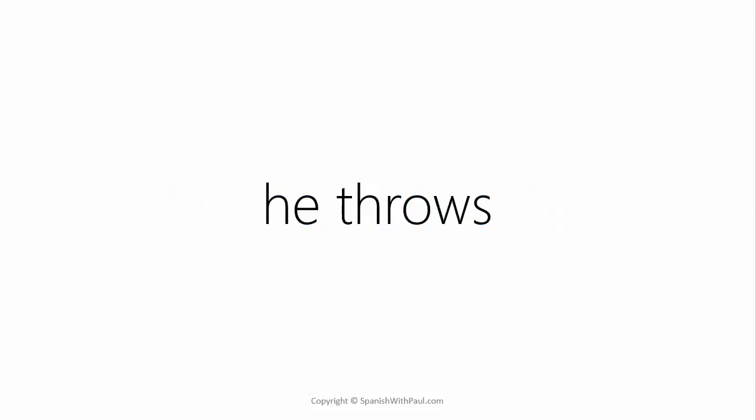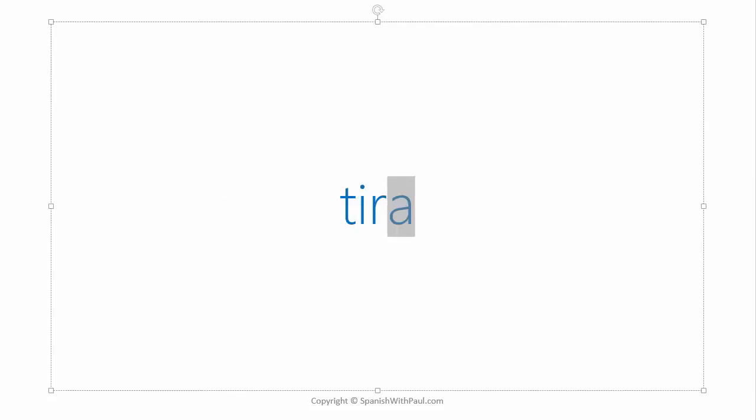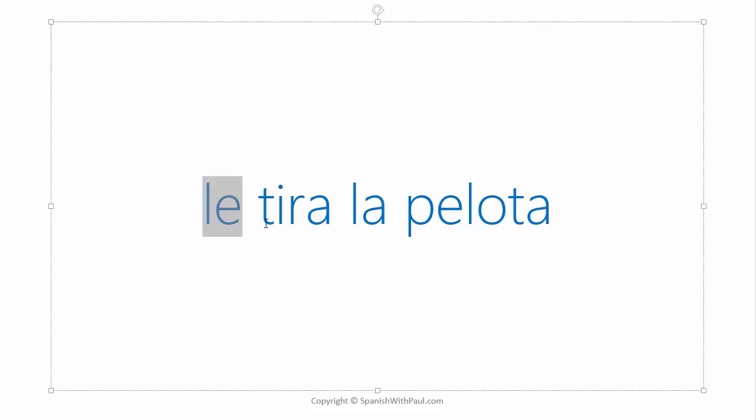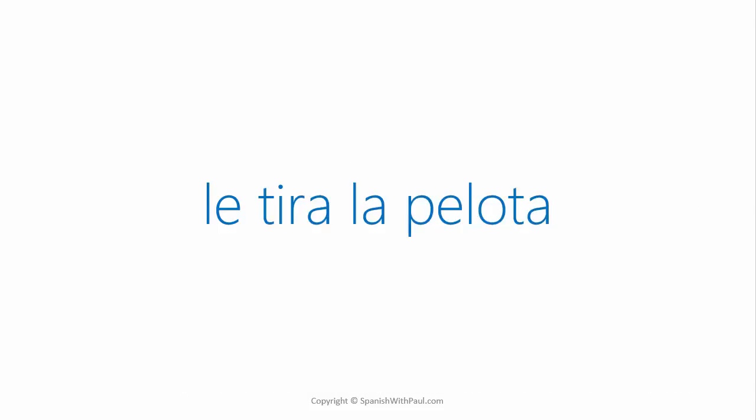To say he throws would be tira. Here we have the a for he, she, or it. Tira. How would you say he throws the ball to her? Le tira la pelota. Literally to her, he throws the ball. Very simple. Le tira la pelota.